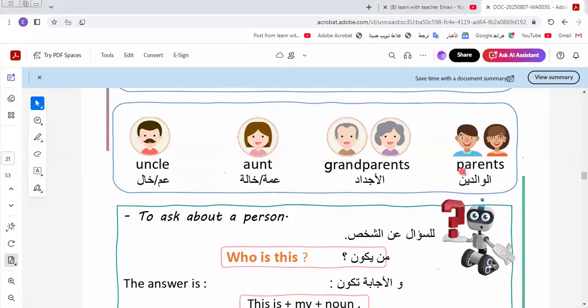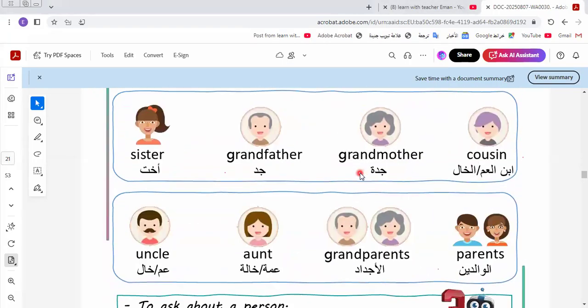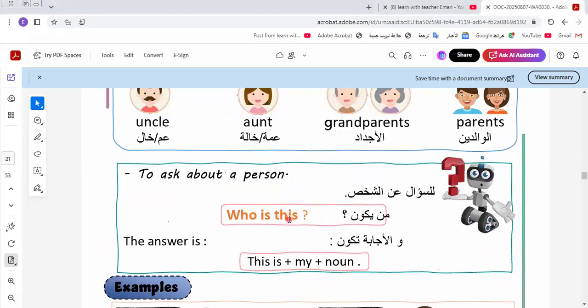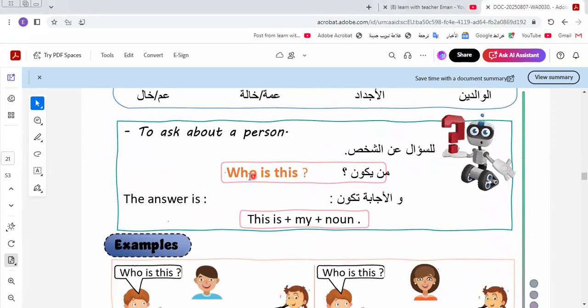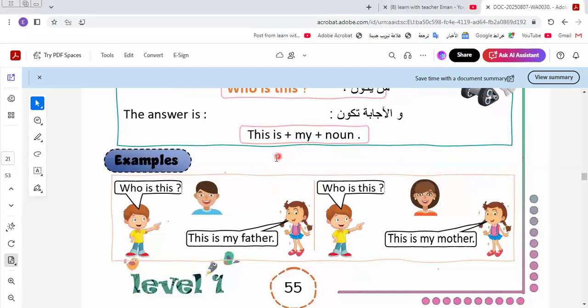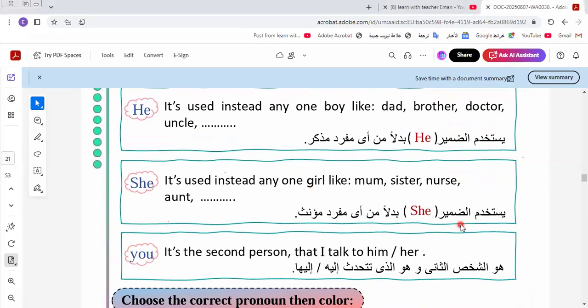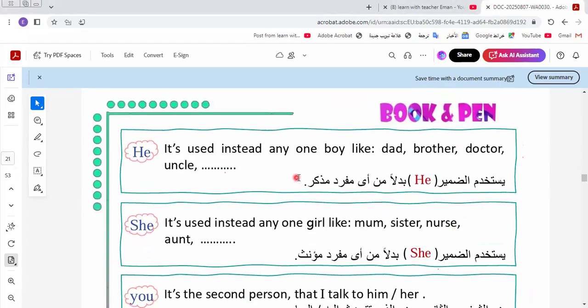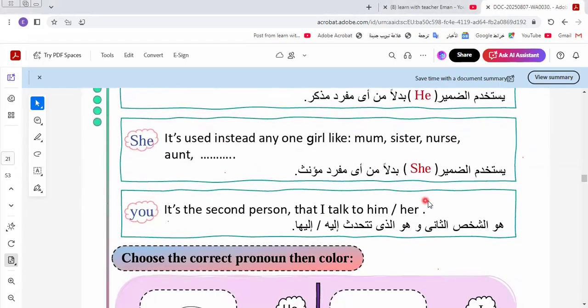As we told you in the previous part, here are grandparents and parents. Here we say, who is this? When we ask about who, I ask about a person. When we introduce someone to someone, we say, this is my, and name the person. This is my father, this is my brother, and so on. When we introduce someone, we use this is instead of he or she.